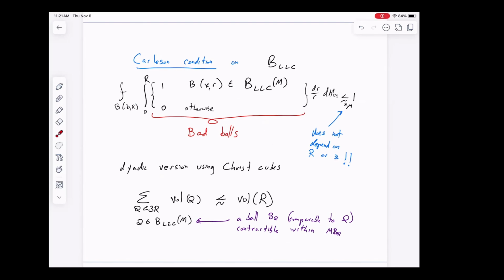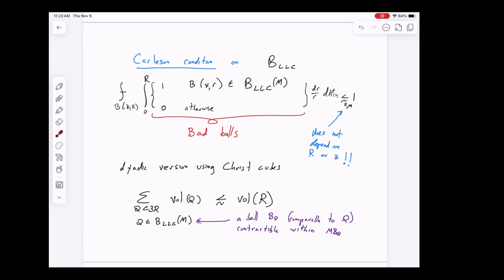So just like before, if you look at any ball and you look at all sub-balls inside it that are bad, and you sum them up in this way, then the sum is controlled. Of course, there's a constant hiding here, and the constant is allowed to depend on epsilon and on the badness that we allow in the LLC, but it's not allowed to depend on the big ball that we're looking at.